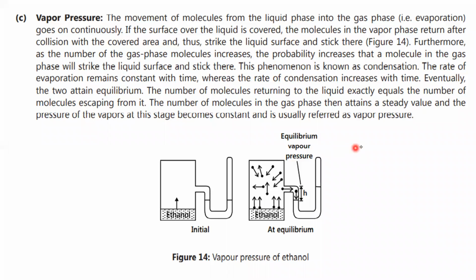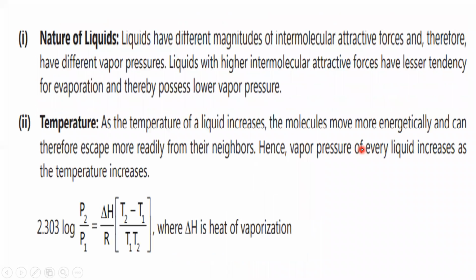The third topic in liquid studies is vapor pressure. Continuation of vapor pressure: nature of liquids, a factor affecting it. Liquids have different magnitudes of intermolecular attractive forces and therefore have different vapor pressures. Very important point: liquids with higher intermolecular attractive forces have lesser tendency for evaporation and thereby possess low vapor pressure.